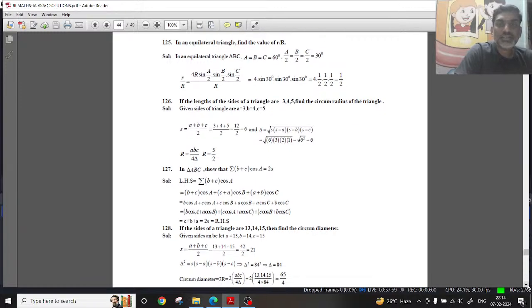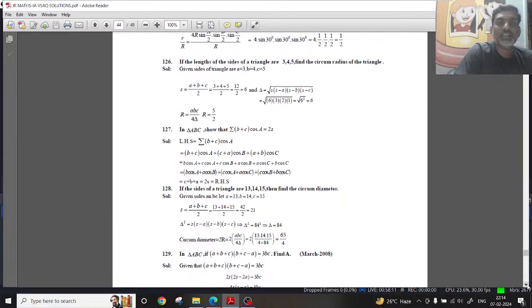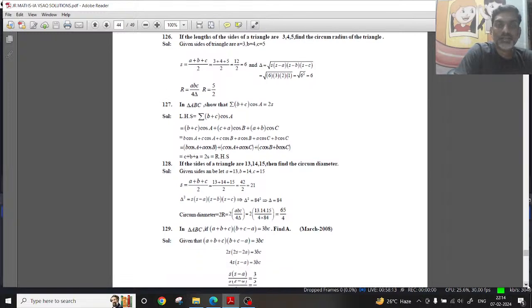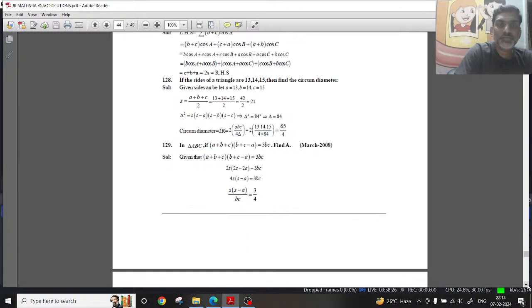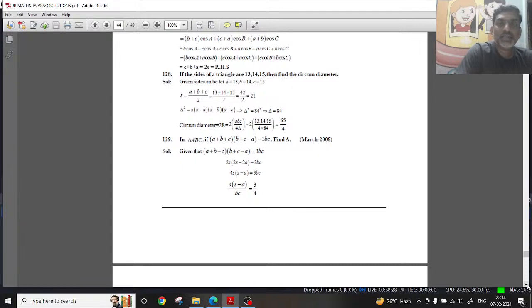Question number 126. 3, 4, 5 is given and they are asking circumradius, capital R. Capital R is equal to abc by 4 delta. abc already given. Calculate delta. Delta is nothing but the area of the triangle. And 127, summation of (b plus c) cos A is equal to 2s. Apply summation, and b cos A plus c cos A. Take projection rule and simplify. 128 also same as above.